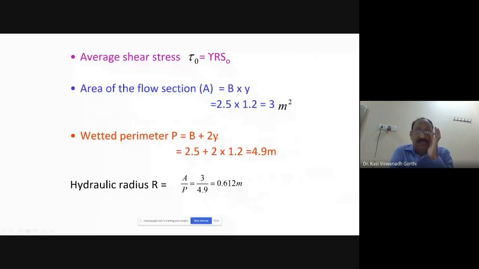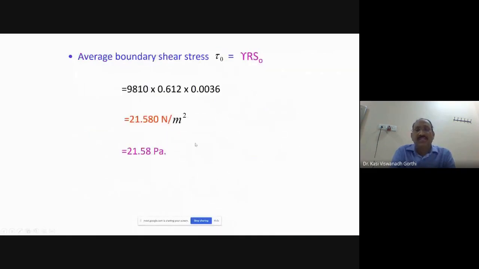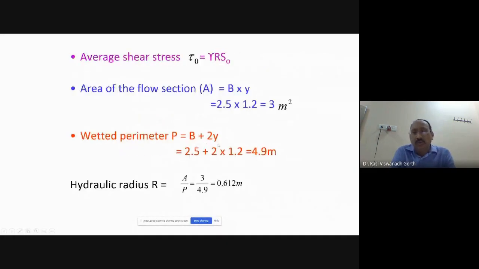B, the bed width, 2.5 meters. Y, the depth of flow, so 2 into 1.2 meter. You got now the wetted perimeter. Cross-section area or wetted area, wetted perimeter. By definition, wetted area divided by wetted perimeter is hydraulic radius. So hydraulic radius R is equal to A by P. Wetted area 3 square meters divided by wetted perimeter 4.9 meters. So 0.612. Hydraulic radius has come down.